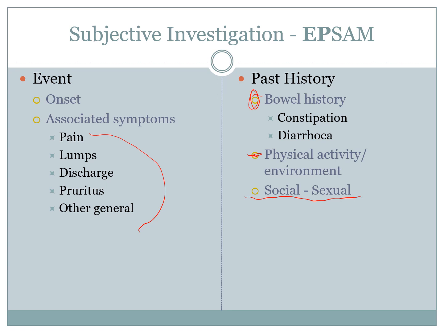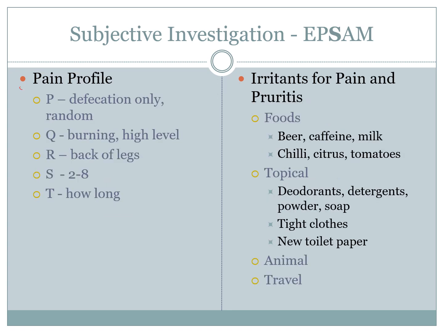We'll move into a little bit more about their social life and their environments when we look at that subjective questioning. Now, depending on what the patient has complained of, if it's pain, we need to get a pain profile. So we use PQRST for this as well. Pain on defecation, as mentioned, is very particular for your anal fistulas, but not solely. So ask when the pain happens, what makes it worse, what makes it better, that sort of thing. Find out if it is in fact random, because that makes it very difficult to diagnose.